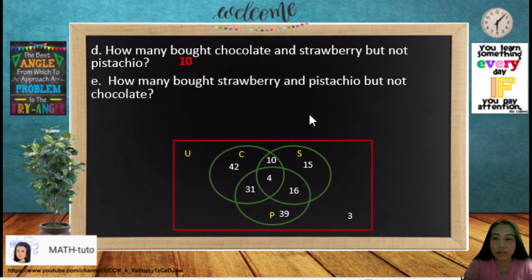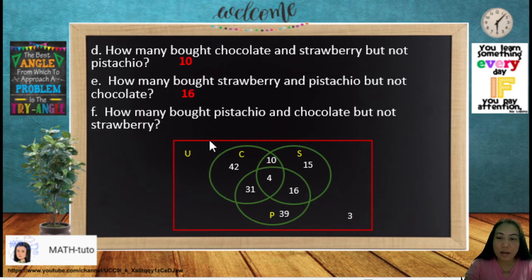Okay, next. How many bought strawberry and pistachio but not chocolate? Intersection of strawberry and pistachio. Okay, but we need to subtract those who bought chocolate, so excluding this part. Answer is 16. Next, how many bought pistachio and chocolate but not strawberry?